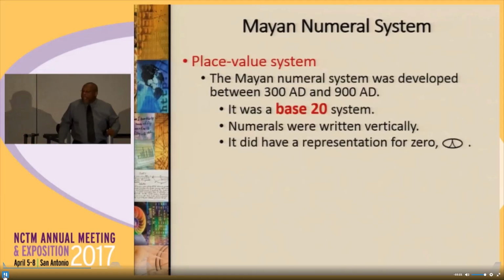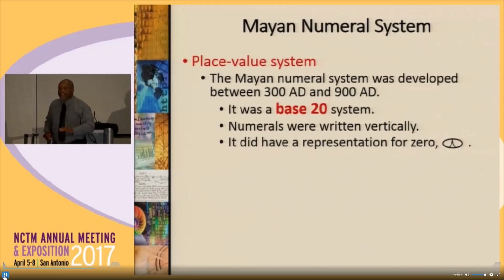Well, I digress. Now, one of my most enjoyable numeral systems is the Mayan numeral system. This is a collection of people, as you know, in Central America and over in our part of the world. This Mayan system was developed between 300 AD and 900 AD, and it was a base 20 system. They would group things when they got 20 of stuff.